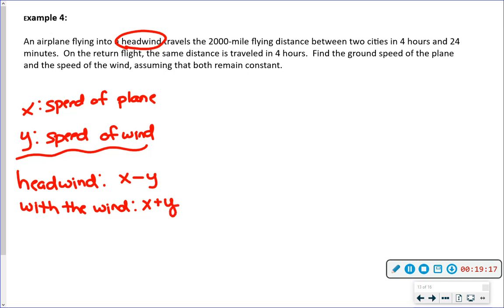Now, to do our equations, we're going to use an old school formula because we've got distance up there, 2,000 miles. We've got time, and rate is the same as speed. So we're going to use our old school distance equals rate times time.